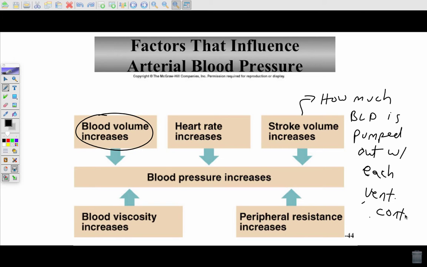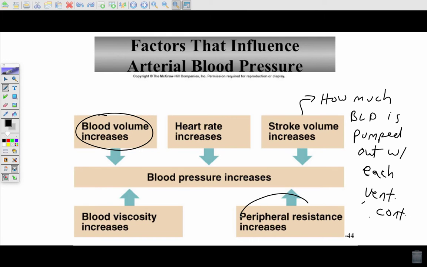Blood viscosity, as the blood gets thicker, it gets heavier, and that's going to increase blood pressure. Think about if you had a balloon filled with, say, air. It's pretty light, but you fill it with water, which is a more viscous material, it's going to be much heavier.